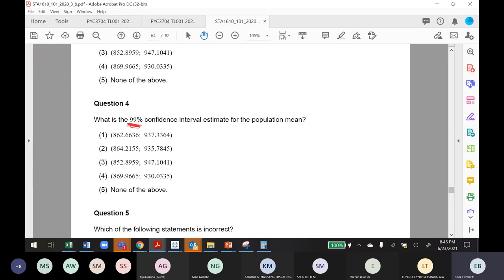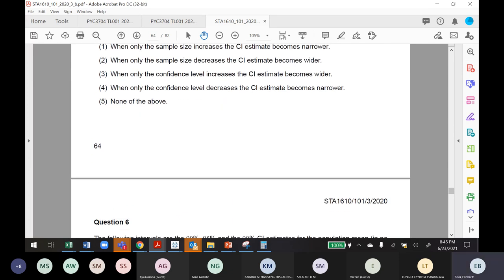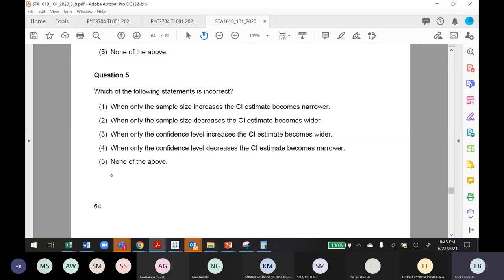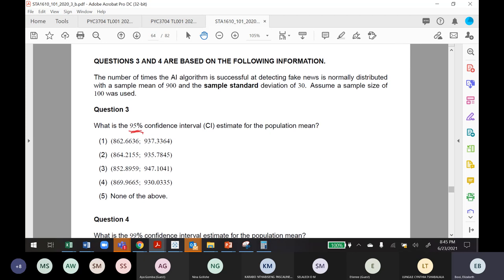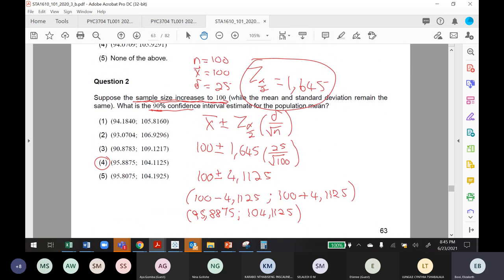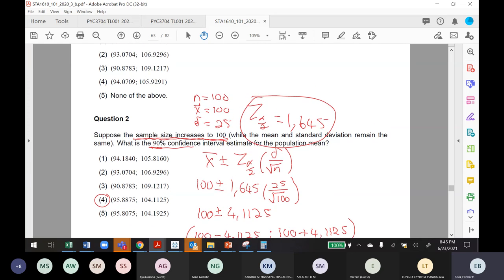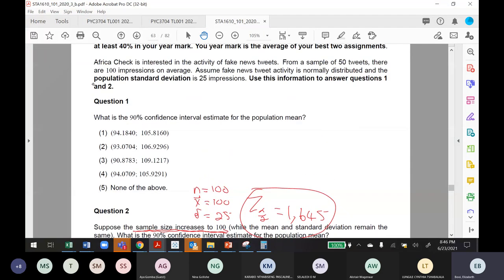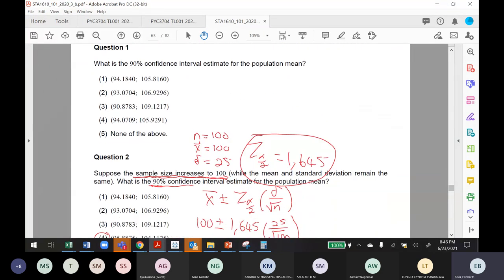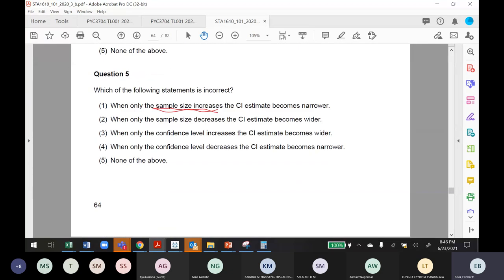So this one is 99. And you can see that even on this question, you are asked some theoretical questions. For example, what we just did now, we increased the sample size. So let's go back to our question that we did. This one was 50 and 100.